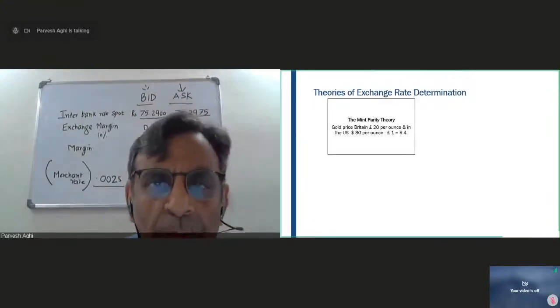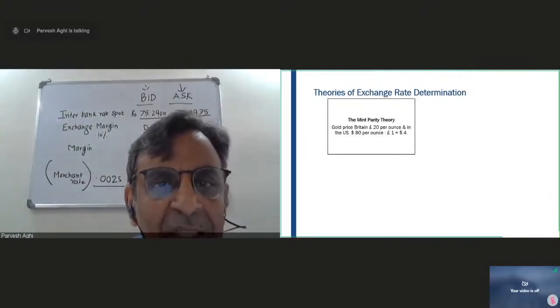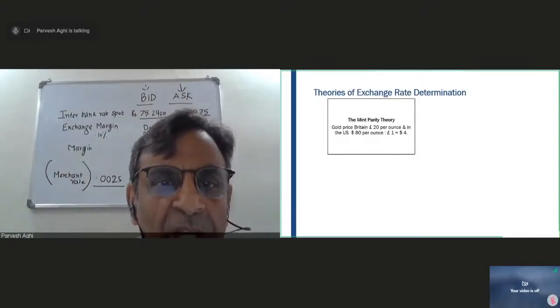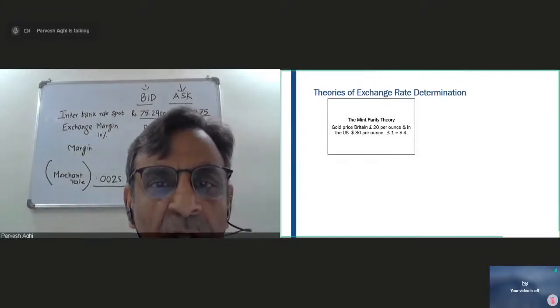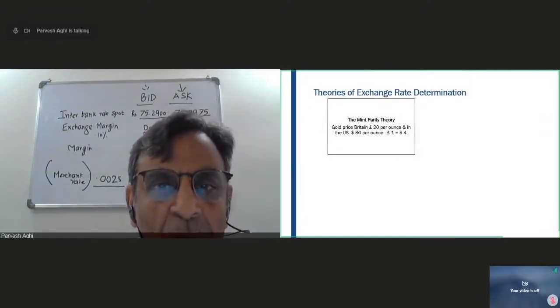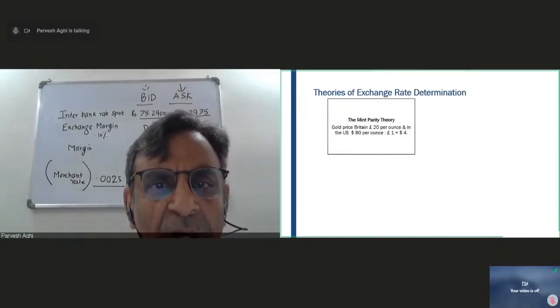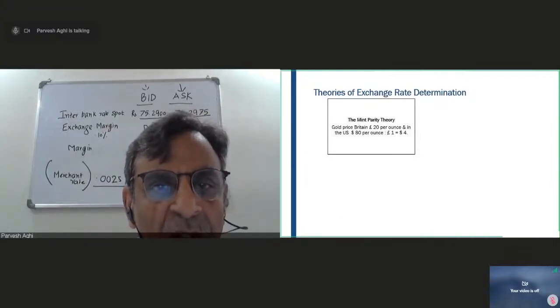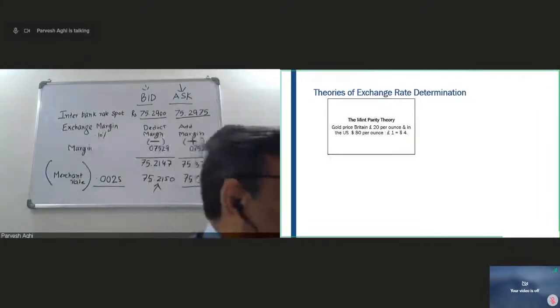Now this theory is gone. Where the foreign exchange quotation was decided on the basis of the gold price. Suppose the gold price in Britain is, say, 20 pounds per ounce. In India, we talk about grams or tola. An ounce is about 28.5 grams. So in Great Britain, the price of gold is say 20 pounds, and in US it is 80 dollars. So that means 1 pound will be equal to $4.